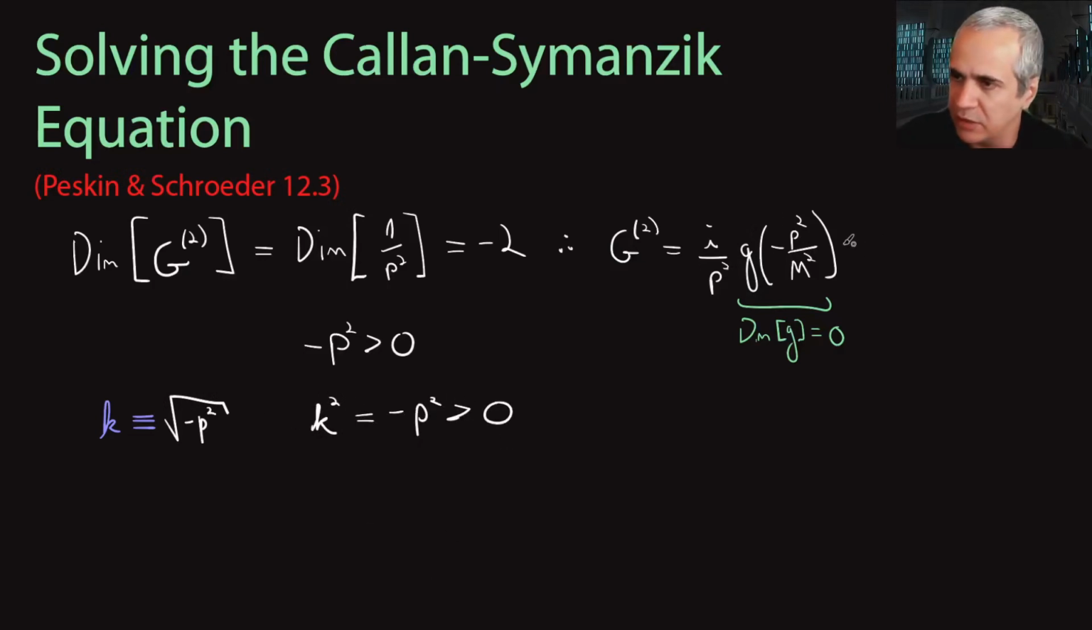So I want to rewrite the green function in this way, times g of k squared over m squared. And that's the general form we are assuming for G2, but that's pretty general in the ultra-relativistic, the massless limit for these theories. Now, we can see that if this is the most general form of G2, we can make some substitution on the partial derivatives that show up in the Callan-Symanzik equation.